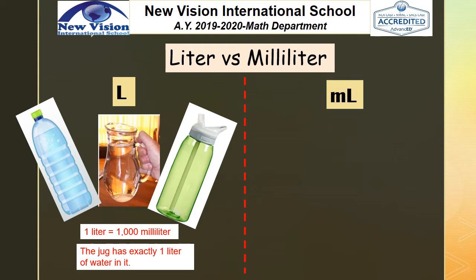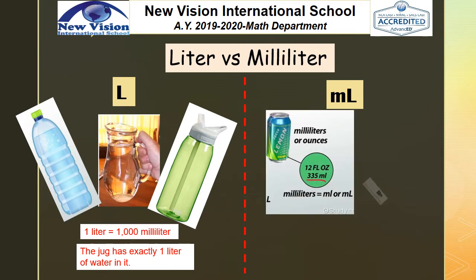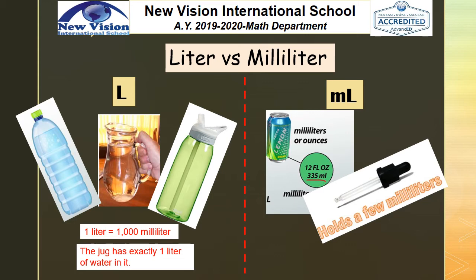Next, we have the mL, or the milliliter. Okay, this soda can, it can hold 335 milliliters. Is it even 1 liter? No, it's not 1 liter. It's only 335 milliliters. And another is this eyedropper. Okay, this eyedropper holds only a few milliliters. Okay, and remember that 1,000 milliliters is equal to 1 liter.